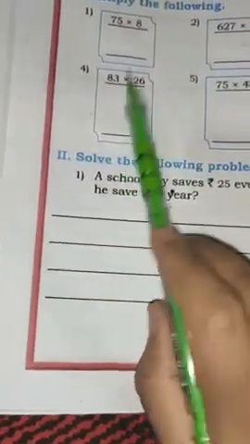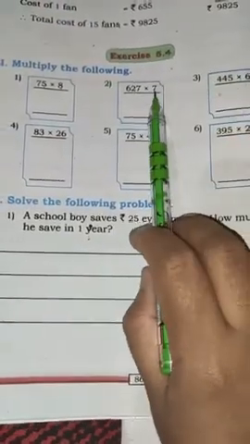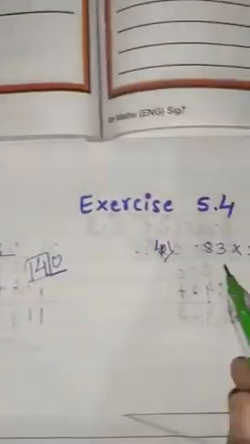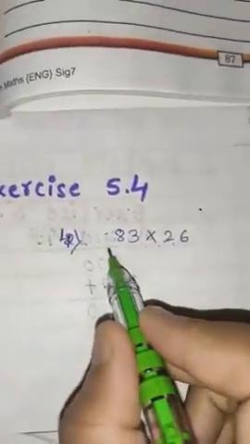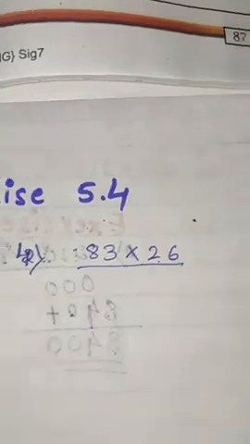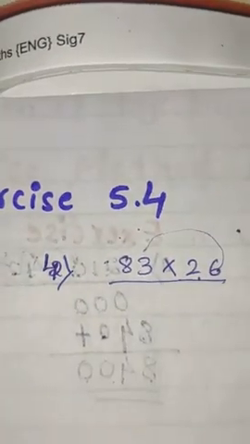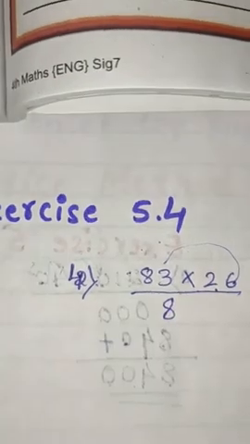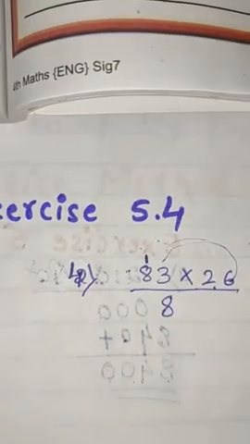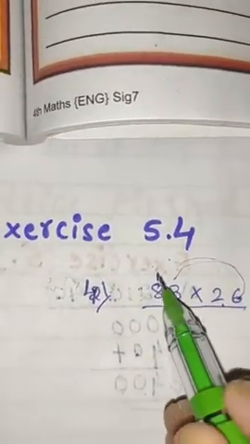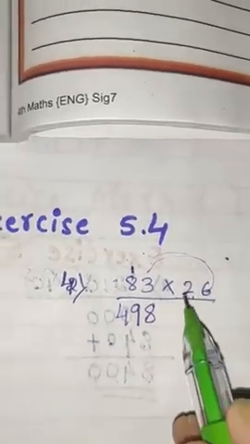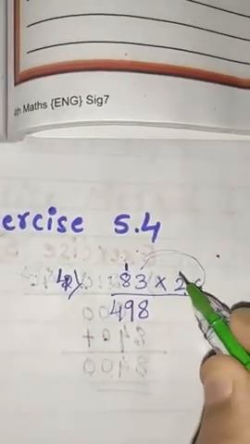We'll take this example because it is of one digit, so try to do it by yourself. Now we'll take this fourth one: 83 into 26. Let's solve it. We have to start multiplying from the unit place. So here 6 3s are how much? 18. So we'll write 8 here and 1 will carry over to the next place. Next 6 8s are 48. 48 plus 1 is 49, right?